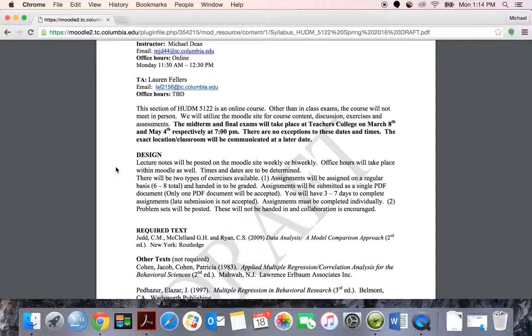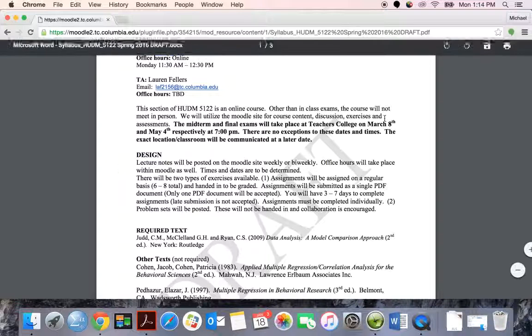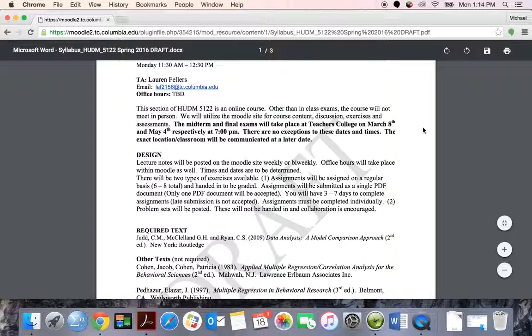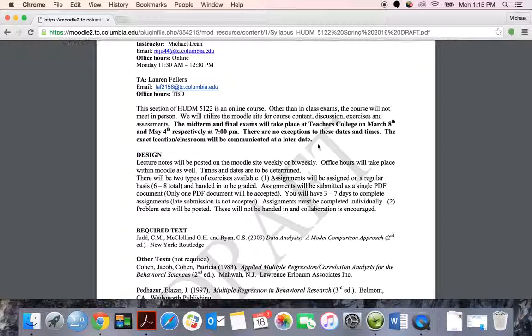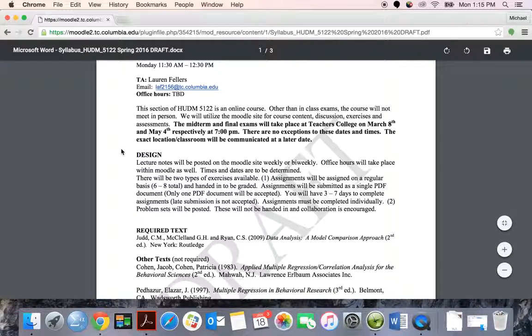There are in-person exams, both a midterm and a final, and you can see here that the dates have already been set, March 8th and May 4th at 7 p.m. And there are no exceptions to these dates and times. As you can imagine, that would become a scheduling nightmare.